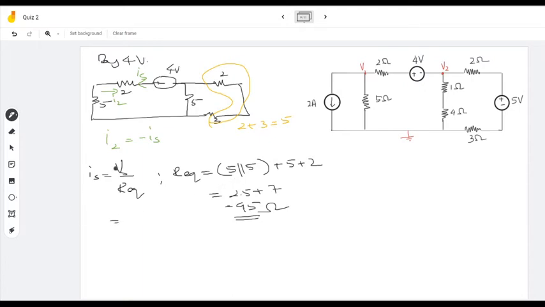Now IS, therefore IS equals VS. In our case, remember it's negative later, so it's okay. We just do IS equals 4 over 9.5. So you plug into your calculator, what did you get?